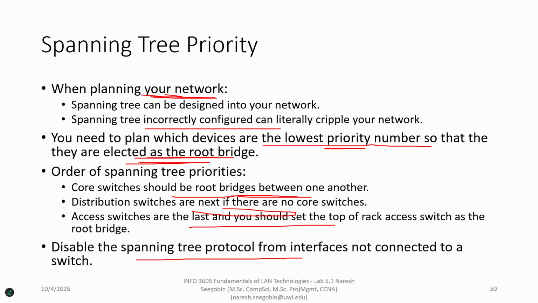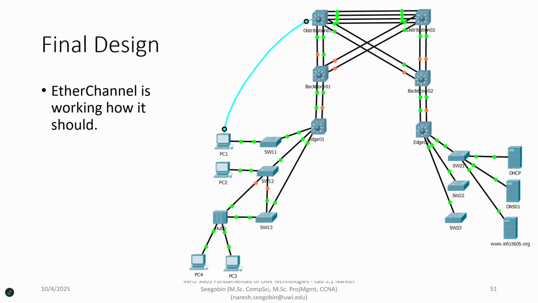And set the top of rack switches as a root bridge. The same expansion program is not connected to a switch, right? So PCs will not want to take part in it. You don't want someone to plug in a hub and start making changes. Right, so this is your final design, and EtherChannel is working how it should. That's what we want. You get your two green high bandwidth 4 gigs coming out here, 4 gigs total, and everything.